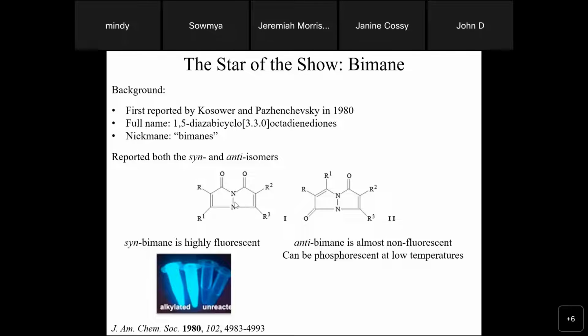Interestingly, while syn-bimane is highly fluorescent, and here we just show an example of a photograph of these solutions of these bimane fluorophores under photophysical excitation, we can see that it's been reported that the anti-bimane is almost entirely non-fluorescent. It has interesting properties which have not been extensively explored, which is that it can be phosphorescent at low temperatures. And so that's something that we're looking to explore further as well.